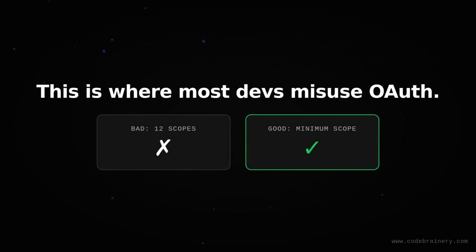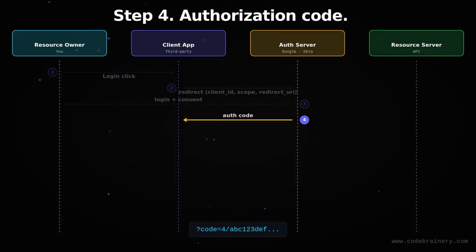This is the moment most developers misuse OAuth. They request every scope under the sun. Read email, send email, manage contacts, full drive. You should ask for the minimum. Always.